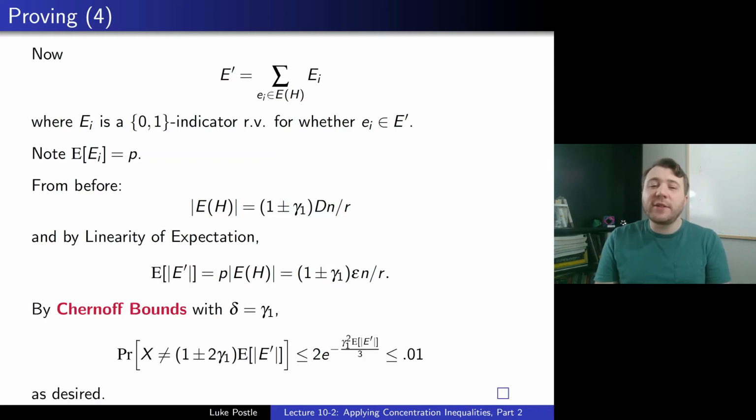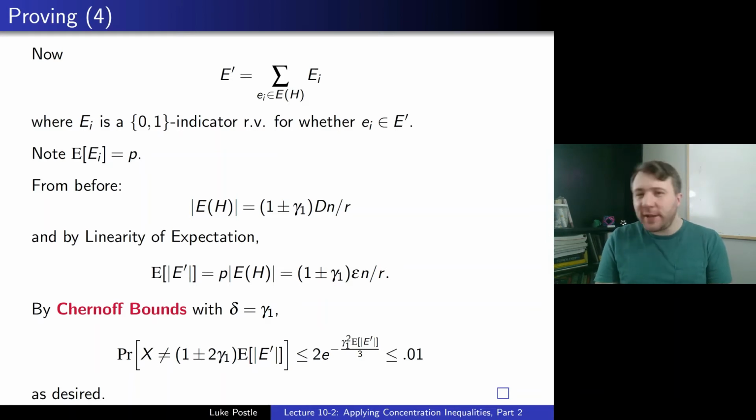That was the expectation. And now the idea is to show it's concentrated, you can just apply Chernoff bounds. It's just the sum of these independent 0, 1 random variables. So the probability that X, if you apply it with delta being gamma 1, is not equal to 1 plus or minus 2 gamma 1 times the expectation of E prime would be quite small. It would be exponential in minus gamma 1 squared, which is a constant, times the expectation over 3. And the expectation is linear in n here, so this will certainly be small, in particular smaller than 0.01 when n is large enough as desired.